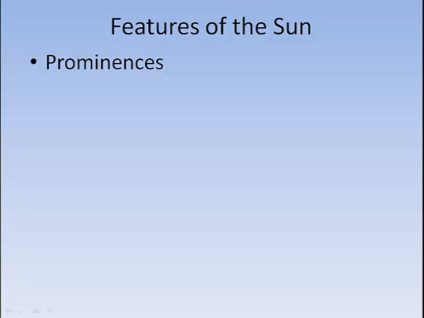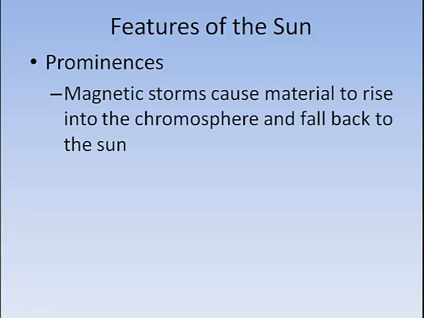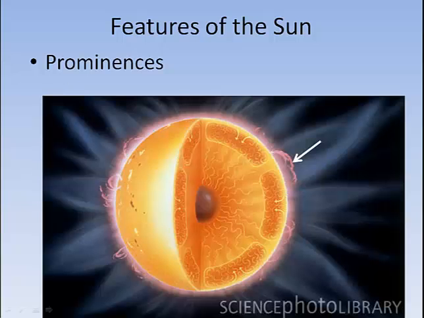Another thing on the sun are called solar prominences. Magnetic storms cause material in the chromosphere to rise up and then fall back to the sun. It makes like a loop. And they're red. And on this diagram, you can see they're in the chromosphere, but magnetic storms cause material here in the chromosphere to rise up, and then it falls back. And when it does that, it makes this kind of a loop thing. Okay.